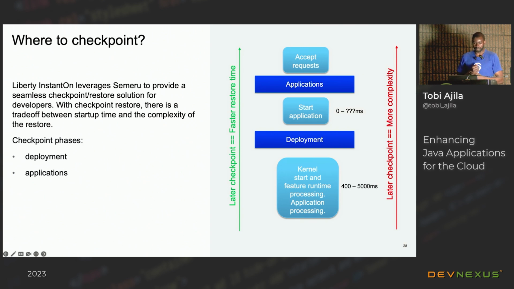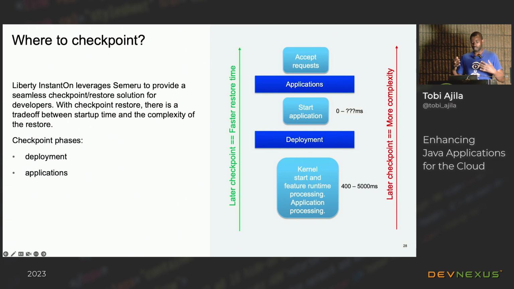And basically everything before the application receives requests is the application's phase. So in order to get the most benefit from this, you need to take the checkpoint as late as possible. In the example I showed, I did it at the applications phase, which is the latest possible point to take the checkpoint, and that's the improvement we saw. If I had done it at an earlier phase, the start time would not have been as fast.